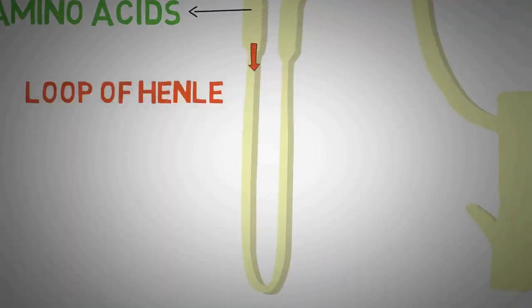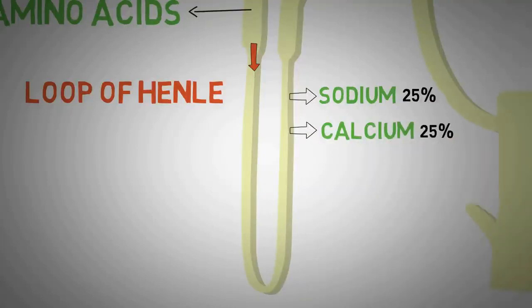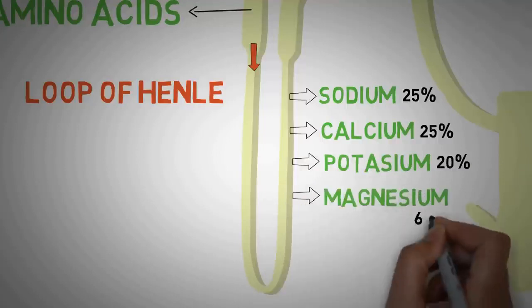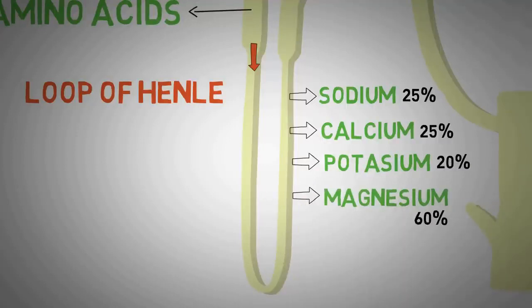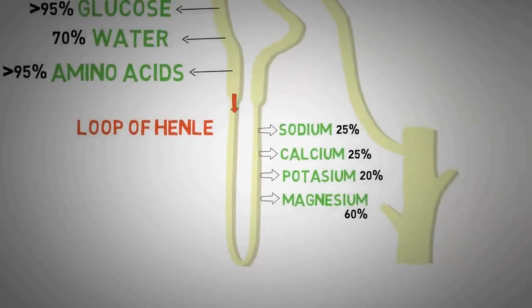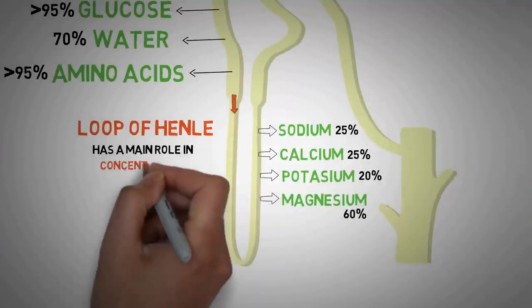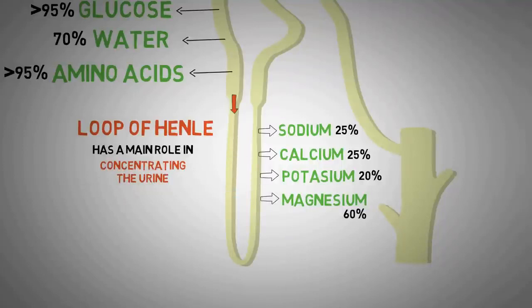Next, the filtrate passes into the loop of Henle. The loop of Henle has some role in reabsorption of important salts, like about 25% of sodium gets reabsorbed here. Similarly, 25% of calcium, 20% of potassium, and about 60% of magnesium get reabsorbed in the loop of Henle. But the loop of Henle has a major role in the concentration of urine.